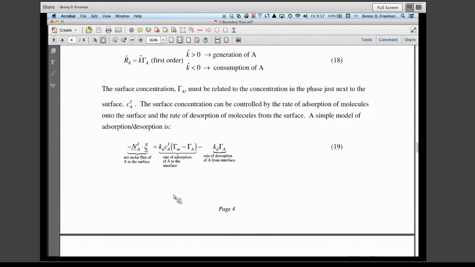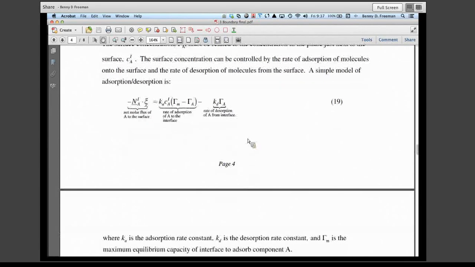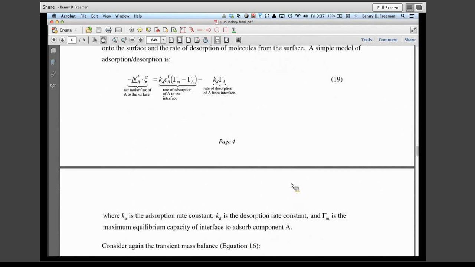We argued that the rate of adsorption was proportional to the concentration of A in the phase, gas or liquid phase, next to the surface, times the amount of open spots or spaces on that catalytic surface, and that the rate of desorption would be linearly proportional to the number of molecules that were adsorbed. So this is one picture of the physics of how adsorption and desorption can occur at a phase interface.